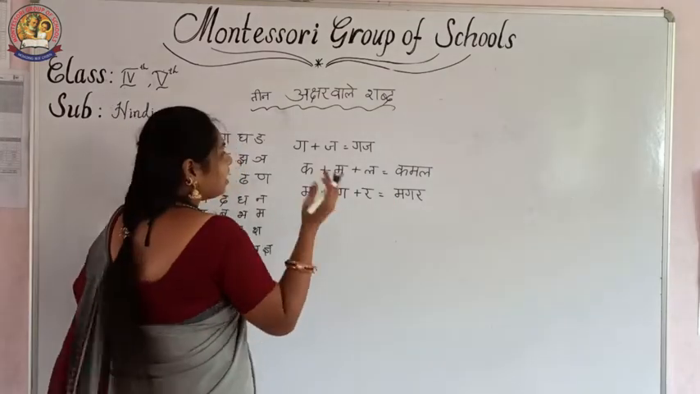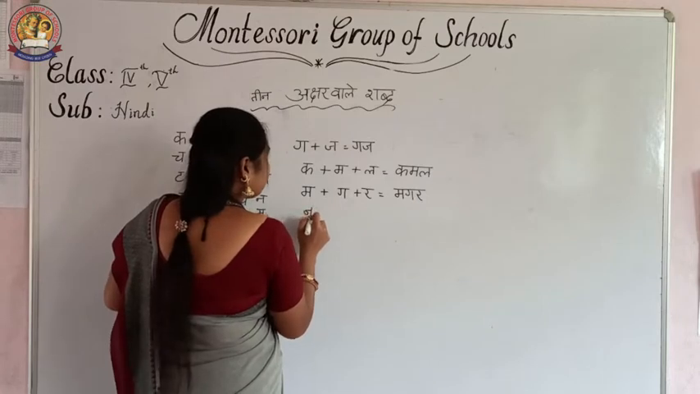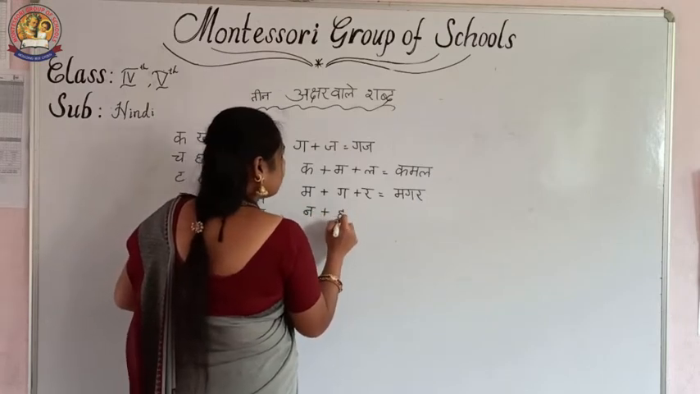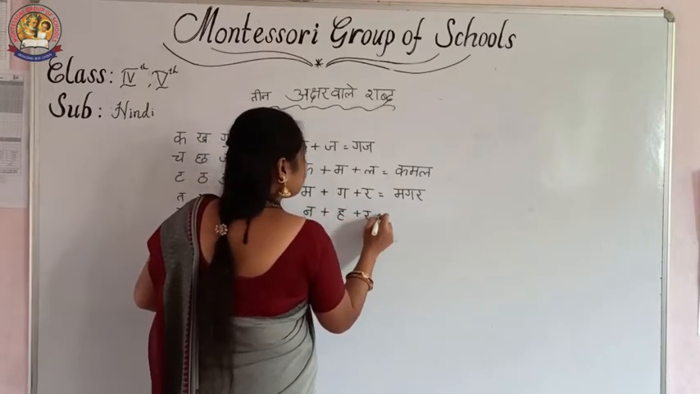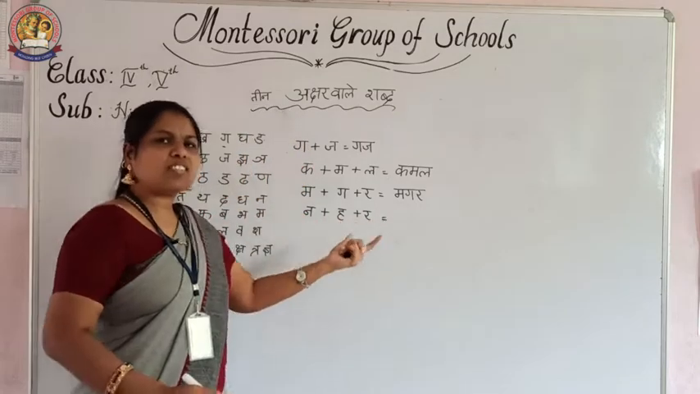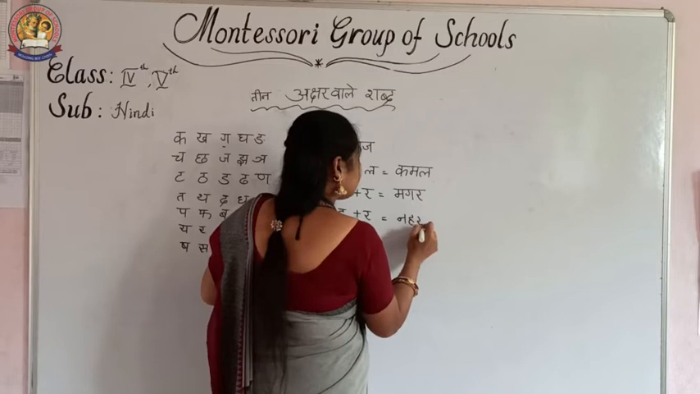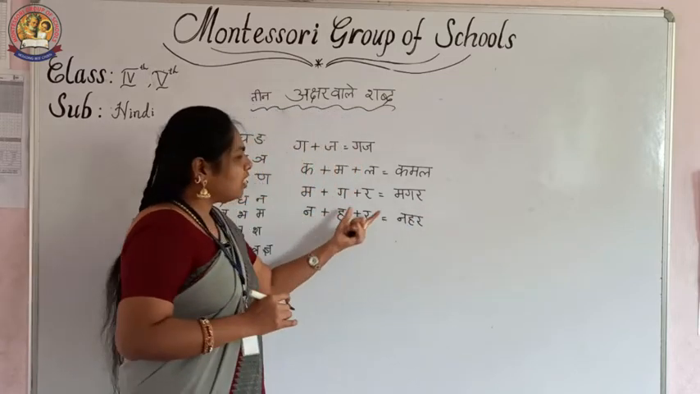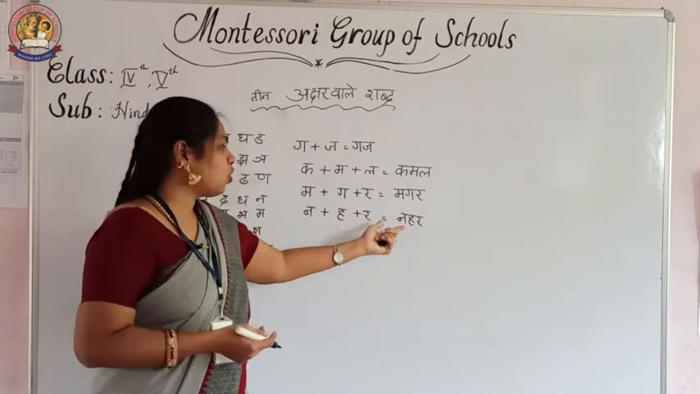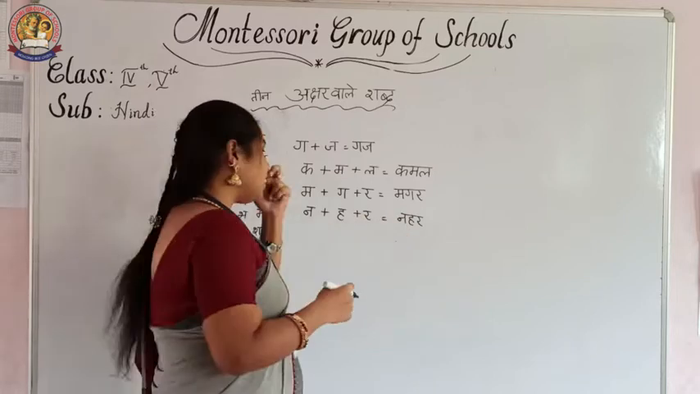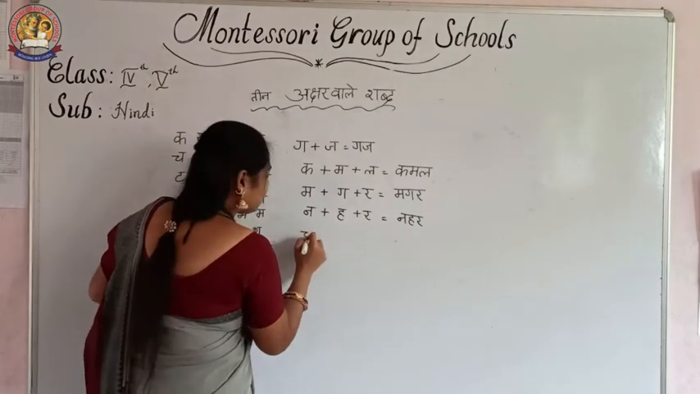How I am writing? Then another one. Na, ha, ra. Join this one. Nahar. Na, ha, ra. Nahar. Kamal means a lotus. Magar means a crocodile. Nahar means a canal. Then next another one.